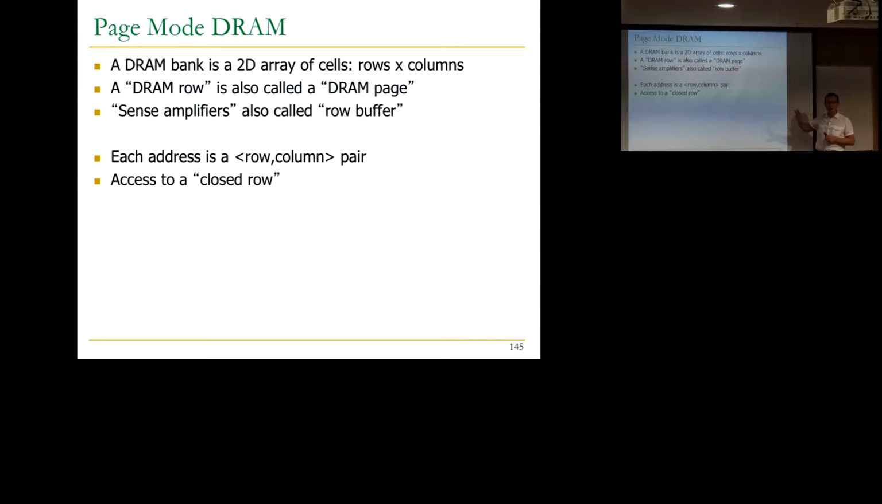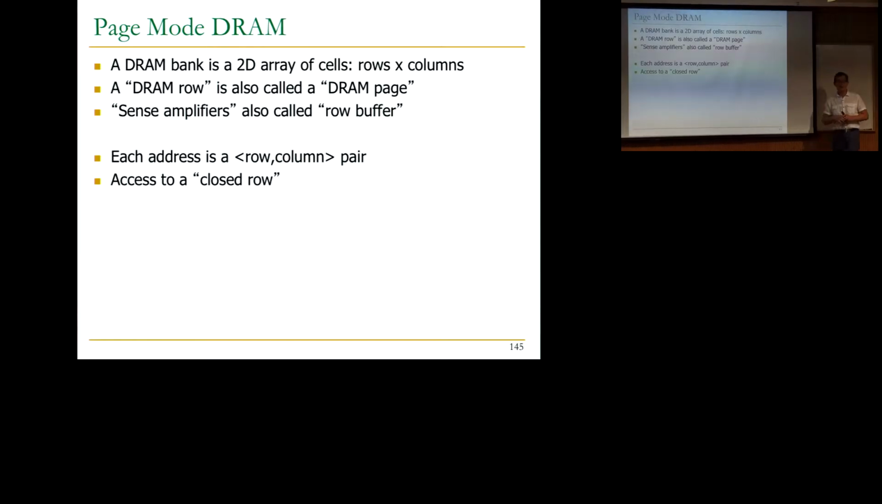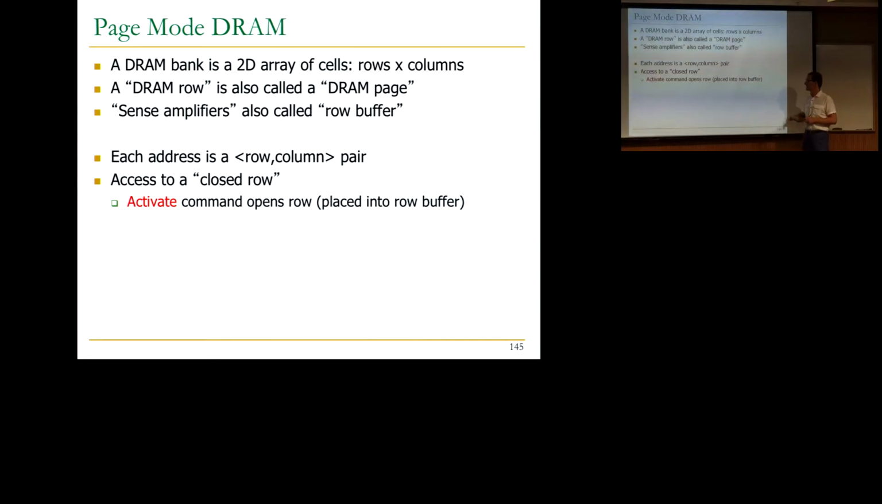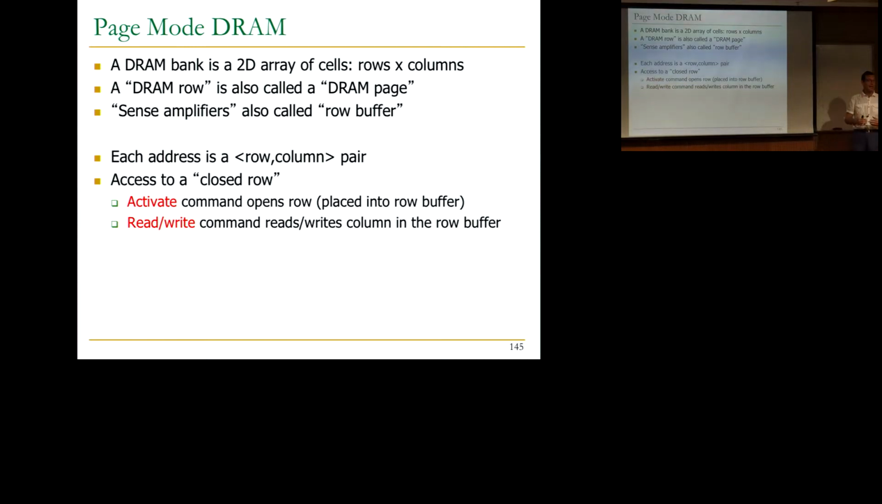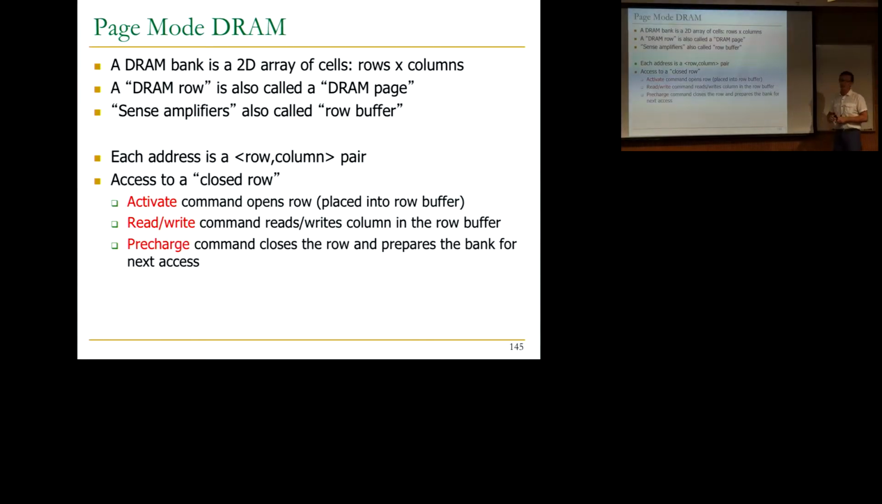Initially, you access a closed row, meaning that there's nothing in the row buffer. I'm going to give you an example of this later on, but you first need to open that row, send an activate command, which places the row in the row buffer. And then, after some time, the data gets stable in the sense amplifiers, and then you can send read or write commands to the column that you want in the row buffer. You don't access the entire 8 kilobytes, but you write to one cache block, for example, or 8 bytes. The granularity is something that we will talk about. Granularity changes a lot depending on the chip that you have.